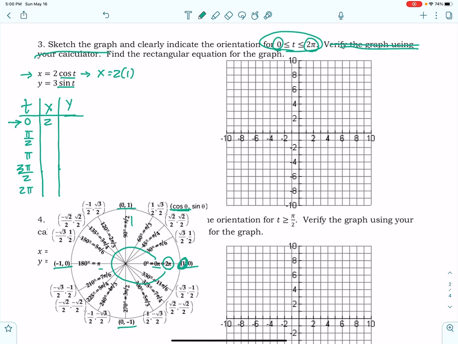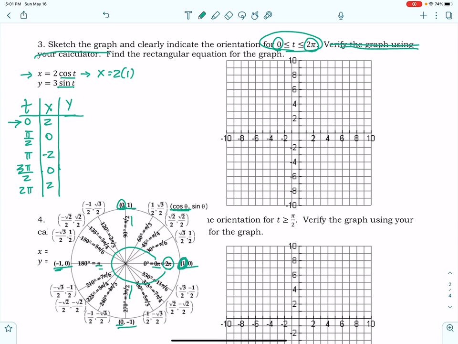This is easy. Okay, so now at pi over 2, I'm going to do the same thing. At pi over 2, cosine is 0. So 2 times 0 would give me 0. And then at pi, cosine is -1, so 2 times -1 is -2. And then at 3 pi over 2, cosine is 0, so that would be 0 again. 2 times 0 is 0. And then at 2 pi, cosine is 1. 1 times 2 is 2. So that's how we get our x values.